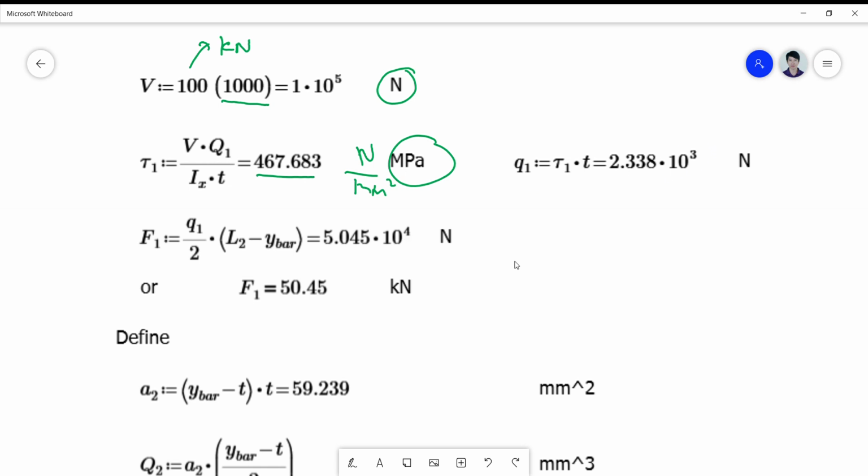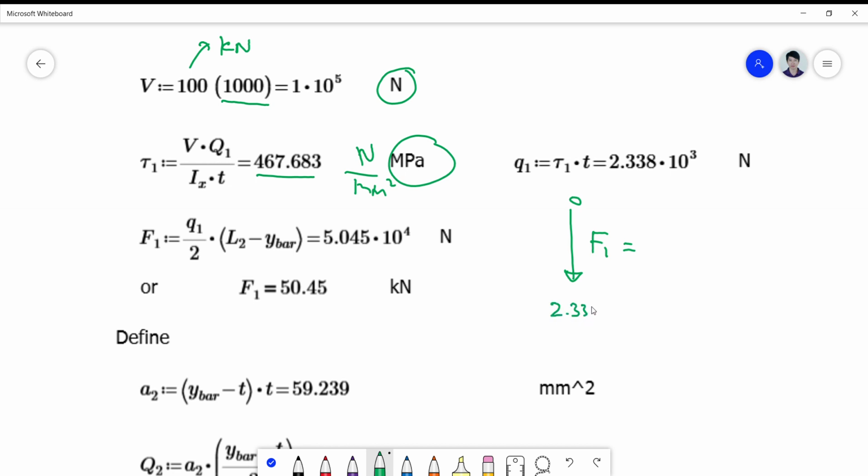Okay, so remember what I told you a while ago, that the force F1 here is simply equivalent to the average. Let's say we start from 0 up to 2.338 kilonewton. We just take the average, no? 0 plus Q1 divided by 2. So that's the one that was plugged in there. Okay? Q1 divided by 2. Okay, of course, this is a force that is a force per linear millimeter.